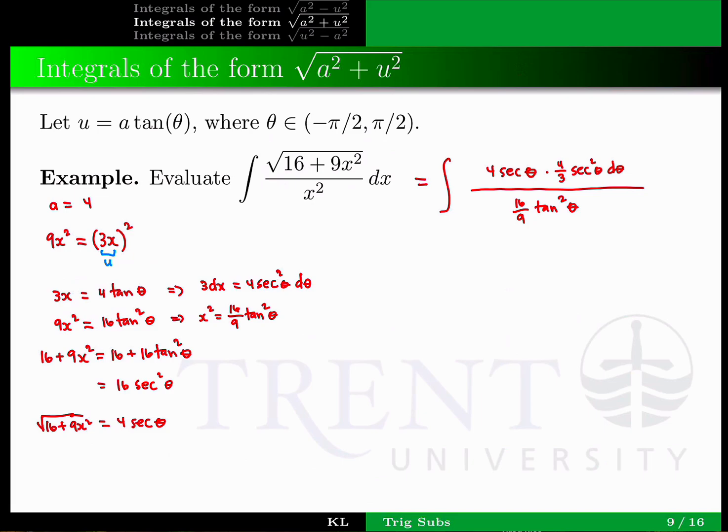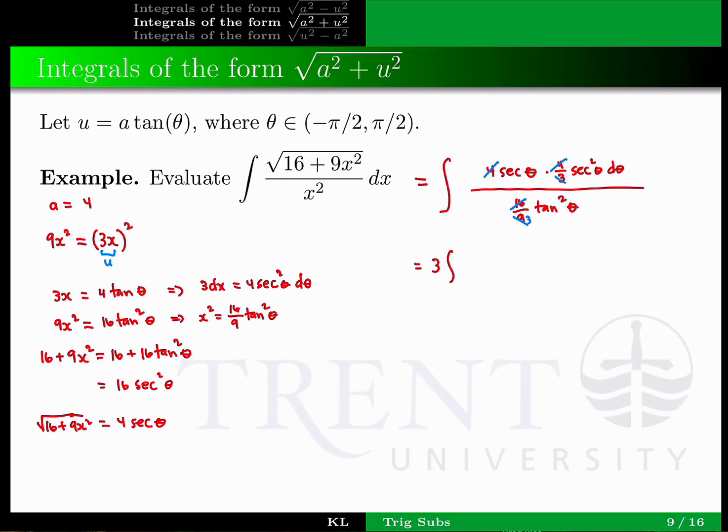Then we can simplify everything, particularly the constants. This and this will cancel each other, while this one and this one will be left with 3 on the denominator. So from here, we can put the 3 in the numerator because it is the denominator of the denominator, so it becomes a numerator. And then you will get the integral of secant squared theta over tangent squared theta.